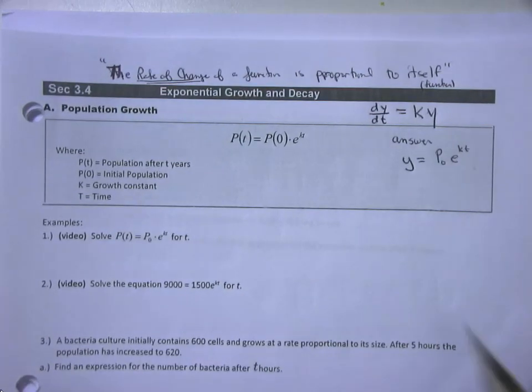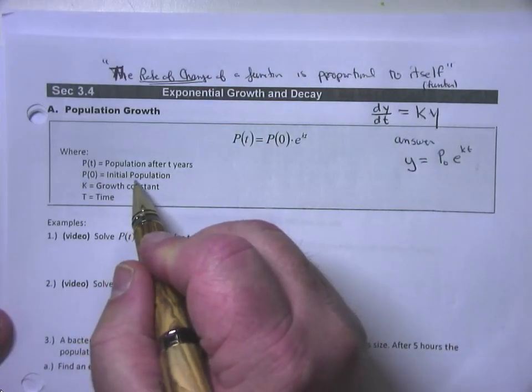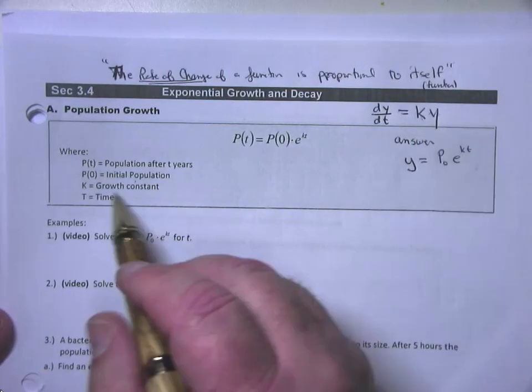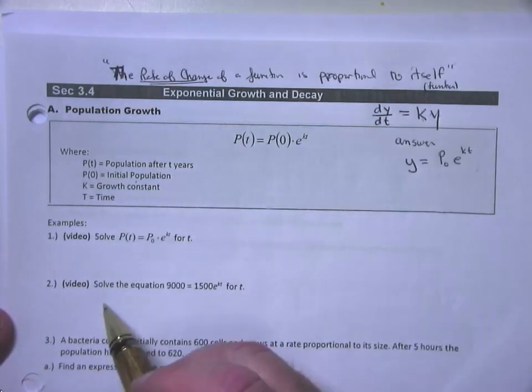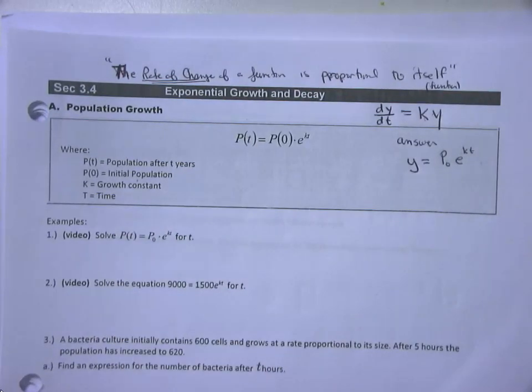Where P naught is called the initial amount or population. K, that it's proportional to, is called the growth constant. And t is typically time. Now, it depends on the problem. Time can be measured in years, months, hours, minutes, seconds, and so forth.